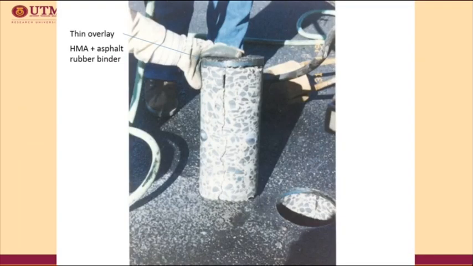This is an example of the placement and coring sample of concrete pavement with a thin layer of 25 mm thin overlay rubberized hot mix asphalt. This thin layer acts as a stress-absorbing membrane to control the reflective cracking problem.